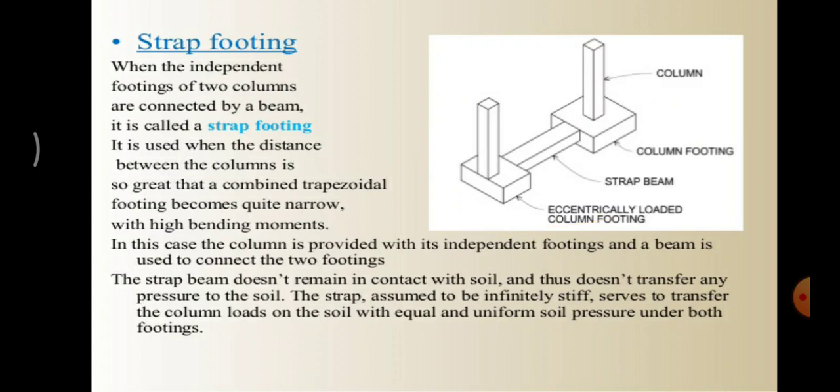Now, strap footing. When the independent footings of two columns are connected by a beam, it is called a strap footing. It is used when the distance between the columns is so great that a combined trapezoidal footing becomes quite narrow with a high bending moment. The strap beam doesn't remain in contact with soil and thus does not transfer any pressure to the soil. The strap, assumed to be infinitely stiff, serves to transfer the column load to the soil with equal and uniform soil pressure under both footings.